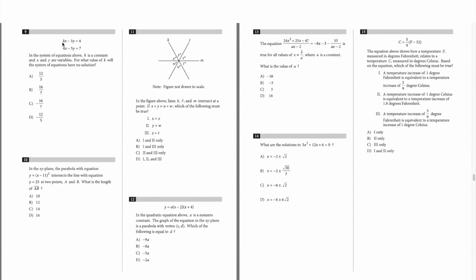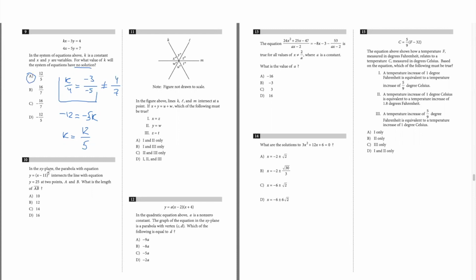In question 9, they said the system has no solution. For no solution, we have to divide the coefficients of the x's. K over 4 must be equal to minus 3 over minus 5 and should be different from 4 over 7. Just need to focus on this part, cross multiply. Like minus 12 is equal to minus 5k, okay? And k is 12 over 5. It is A.